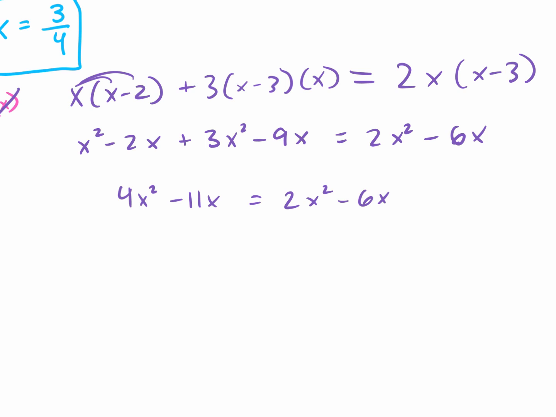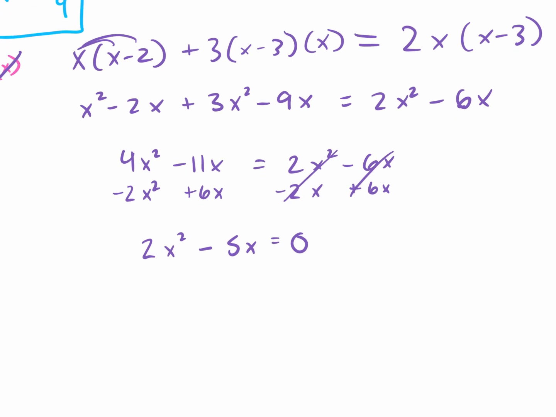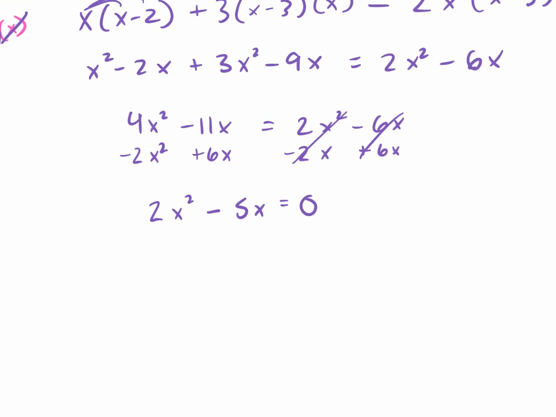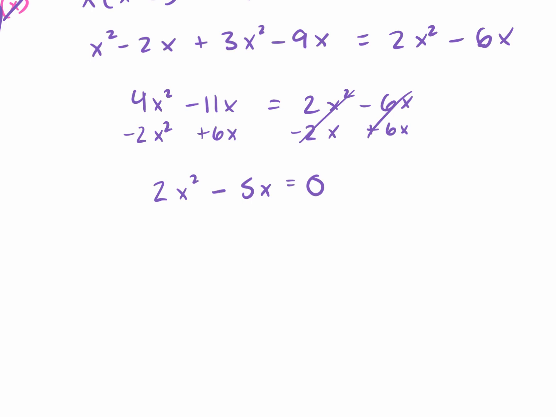So I'm going to move everything to the left just to keep my x squared positive. I'm going to subtract 2x squared and add 6x. So we got 2x squared minus 5x is equal to 0. Does this look more like it? Yeah. How do I factor this?